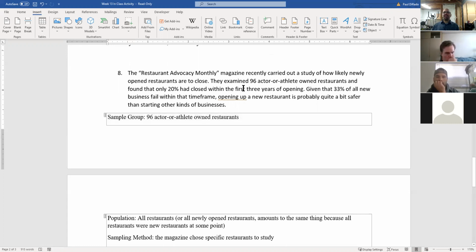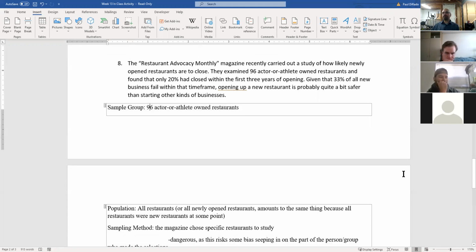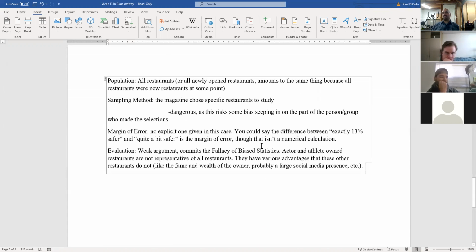I think actually, for the average restaurant, something like 50% of all restaurants close within the first 2 years. So this would be a badly selected sample group. The sample group's not going to represent restaurants that don't have the advantages that these restaurants might. And so therefore, fallacy of biased statistics. There's a systematic error that makes it so that not all restaurants are being included within the sample group.